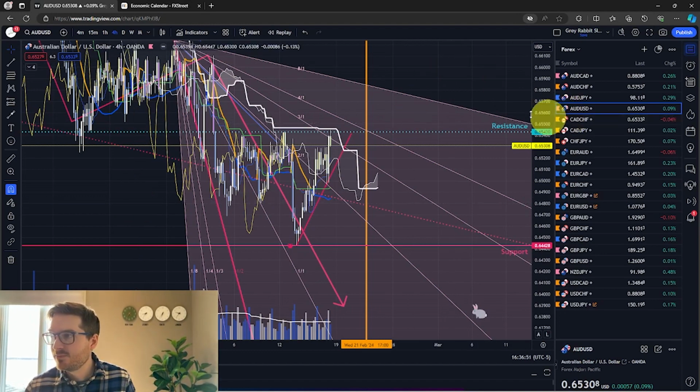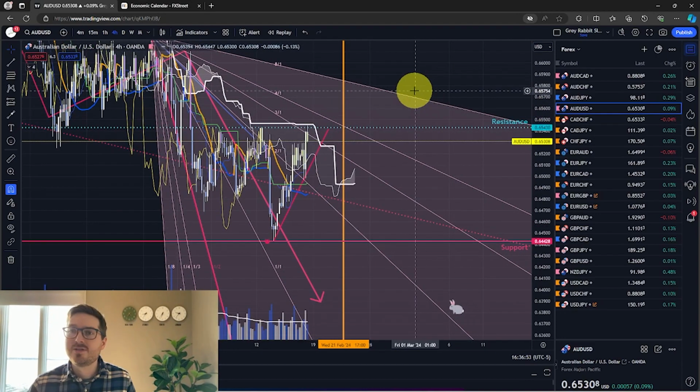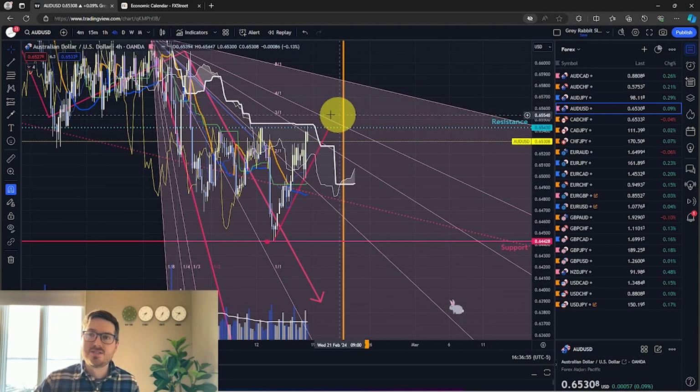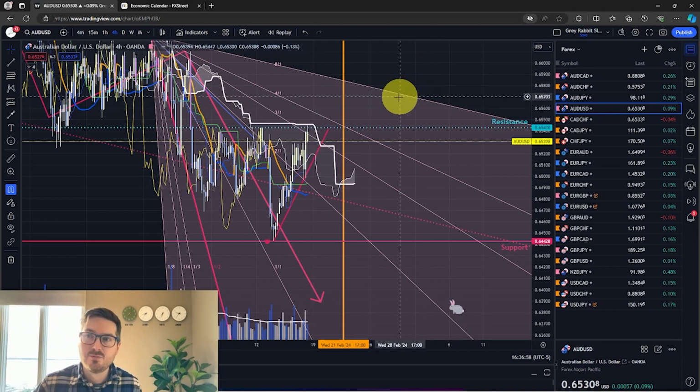So that's pretty much all I want to say on this one. AUD/USD, special pair, market down this week or next. It could be a really good one to trade.